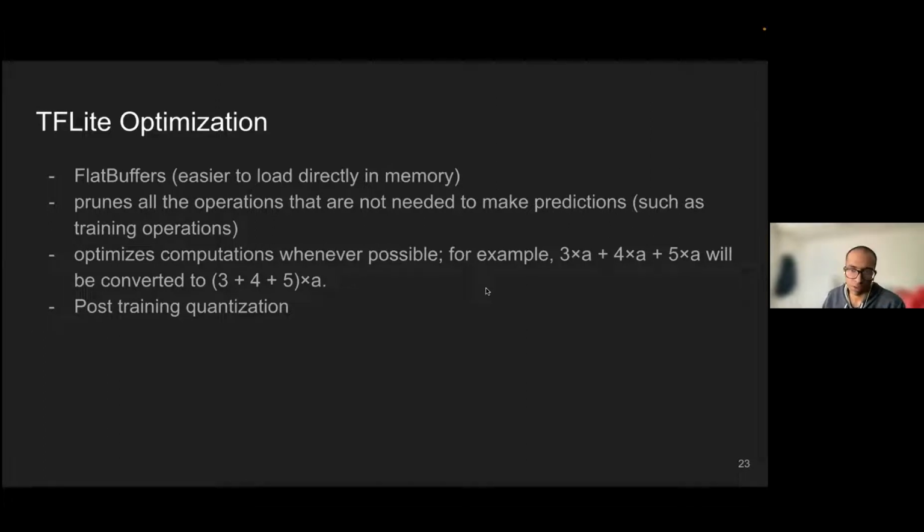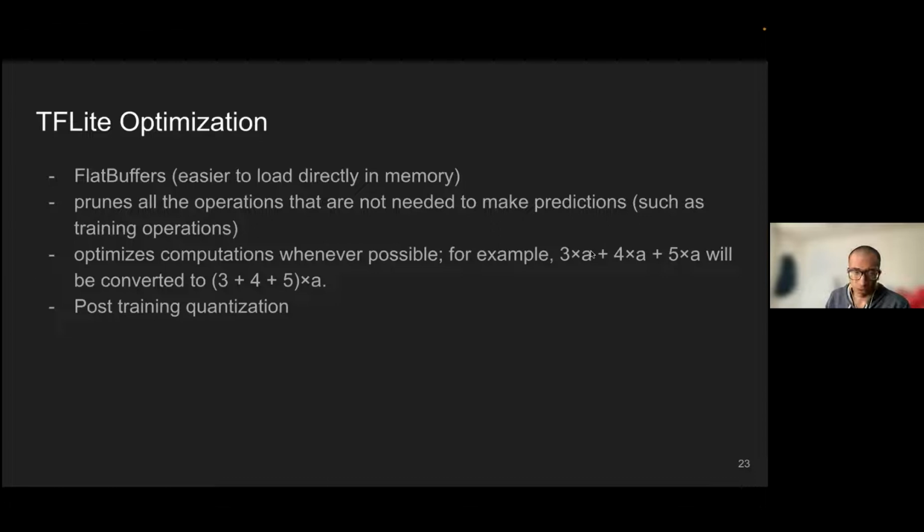So the example in the book is if you had like 3 times a plus 4 times a, you can just do this addition once and do a multiplication once instead of doing these frequent multiplications. And then the book talks about another optimization, post-training quantization.